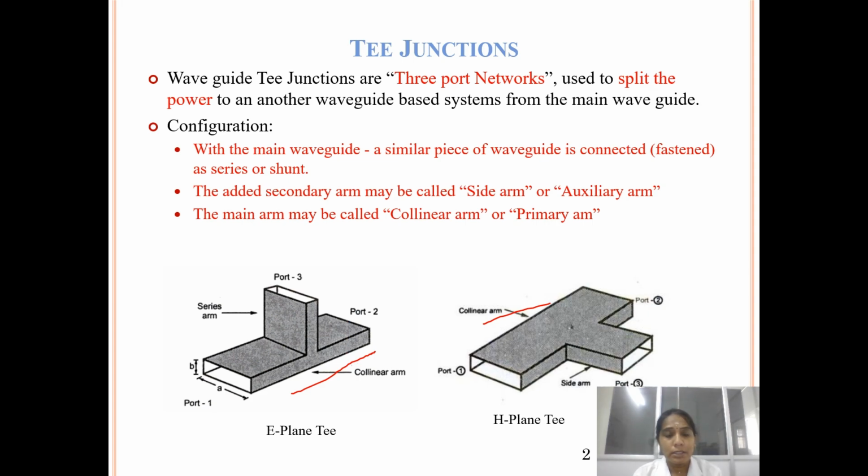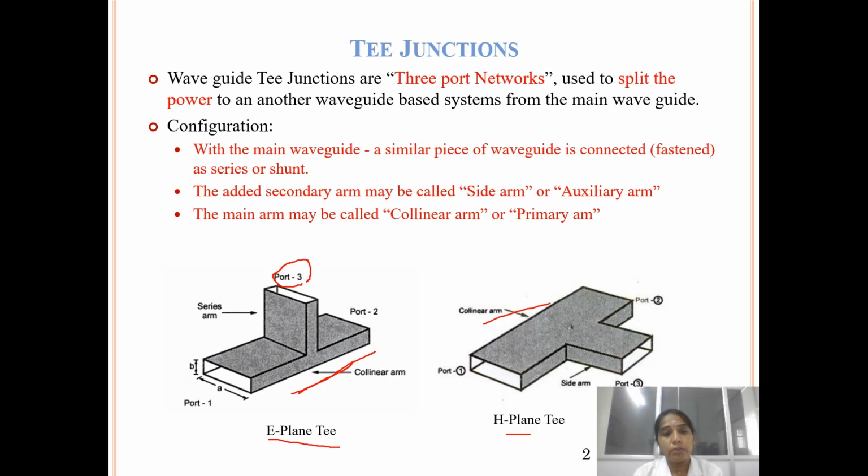Depending on how the side arm is connected with the main arm, once again I repeat, depending on how port 3 is connected with this main arm, we can divide these T junctions into two types. The first type is called the E-plane T. When the side arm is connected parallel with the electric field of the main waveguide, it is called the E-plane T. And when the side arm is connected parallel with the magnetic field of the main waveguide, it is called the H-plane T.